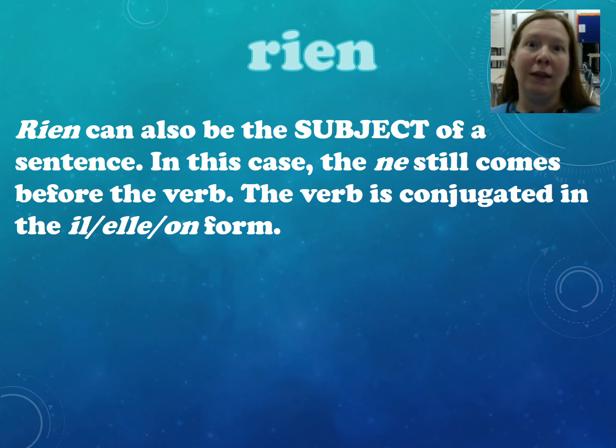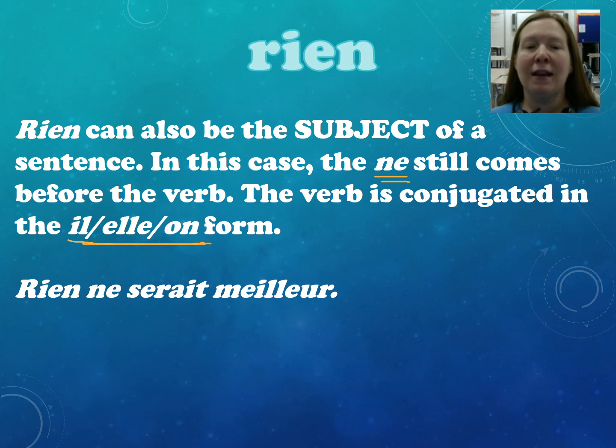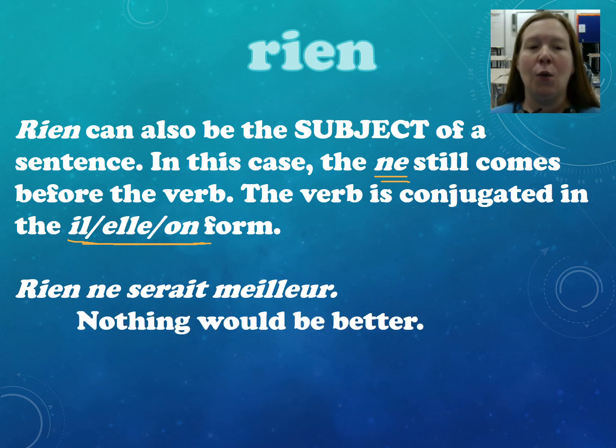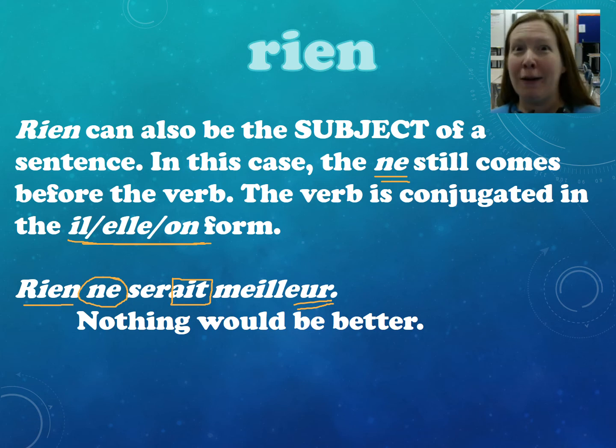Rien is another one, like personne, that can be the subject of a sentence. Just like with personne, you still have to put the ne before the verb, and the verb is going to be conjugated in the il form. For example, rien ne serait meilleur. Nothing would be better. Rien first as the subject, ne before the verb conjugated in the il form. And if you have an adjective like meilleur, it's going to be masculine because this is a generic sentence. Remember that generic always uses masculine.